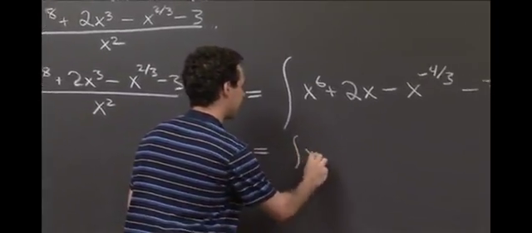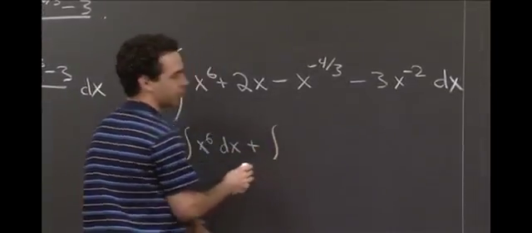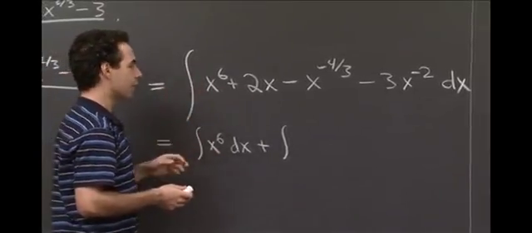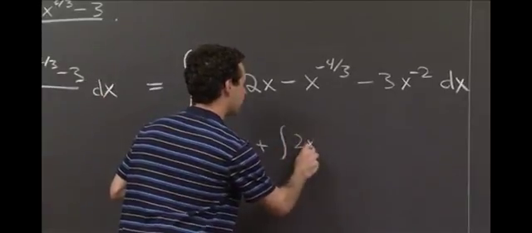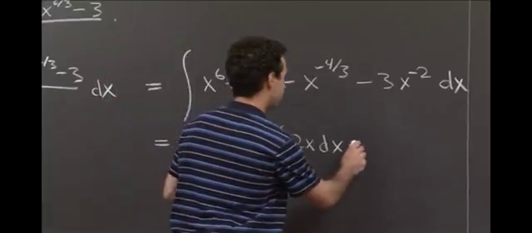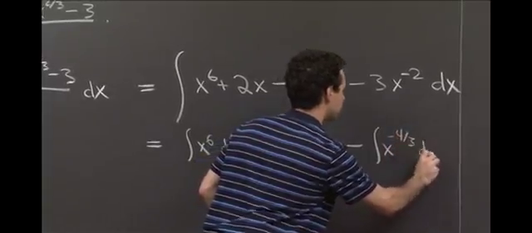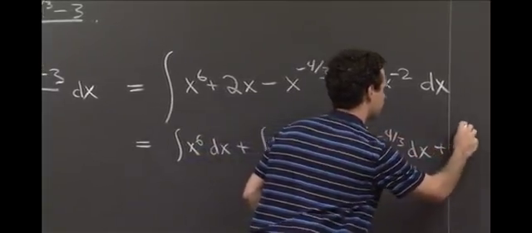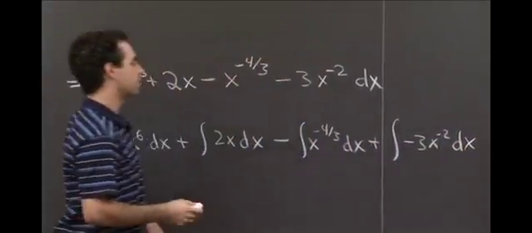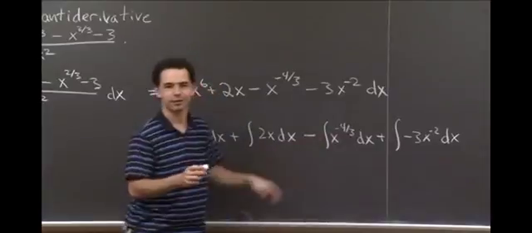So it's the antiderivative of x to the 6th dx plus the antiderivative of 2x dx minus the antiderivative of x to the minus 4/3 dx plus the antiderivative of minus 3x to the minus 2 dx. Of course, you don't have to do this. You could probably proceed just from the previous step onwards, but I don't see any harm in actually splitting it up myself. So I just split it up into a bunch of pieces. This one I pulled the minus sign out, and this one I didn't, but whatever.